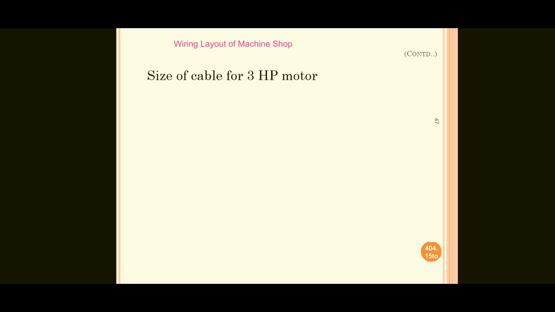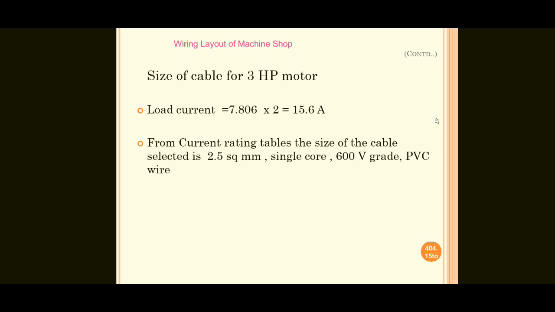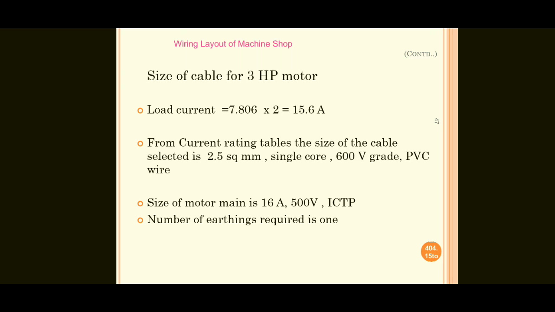Next one, size of cable for 5 HP motor. Load current 7.806 into 2 equals 15.6 amps. From current rating tables, the size of the cable selected is 2.5 square mm single core 600 volt grade PVC wire. Size of motor main is 16 amps 500 volt ICTP. Number of earthings required is 1.